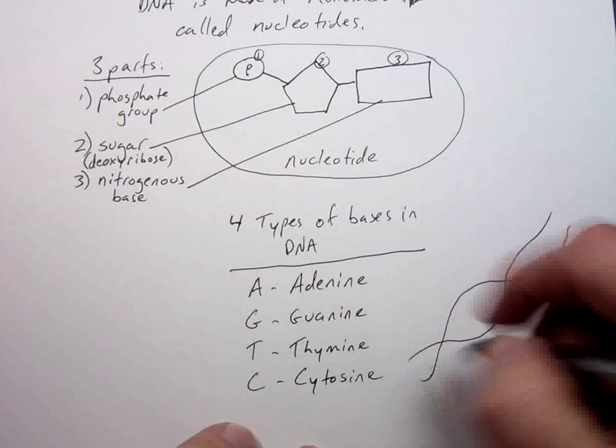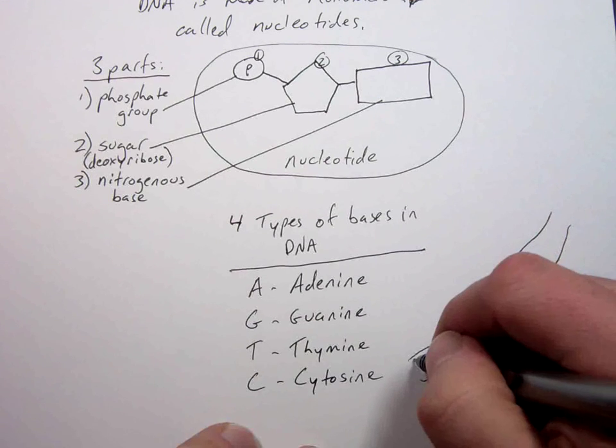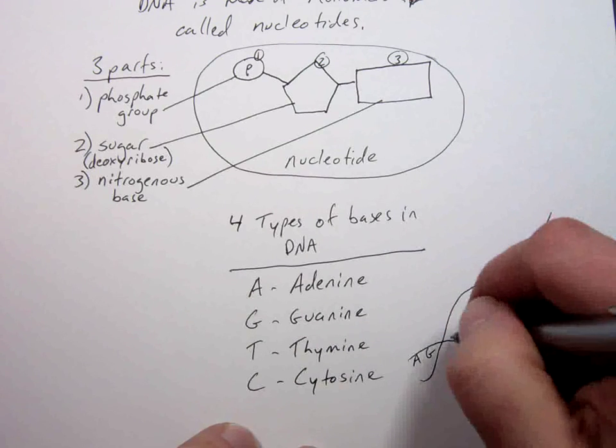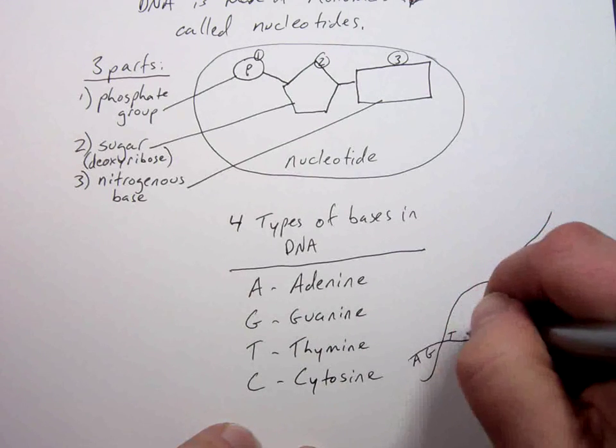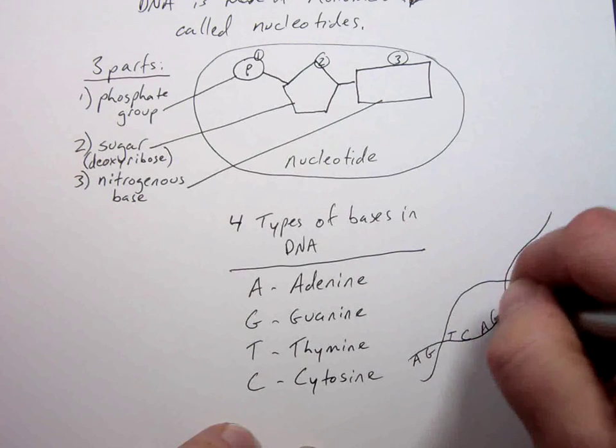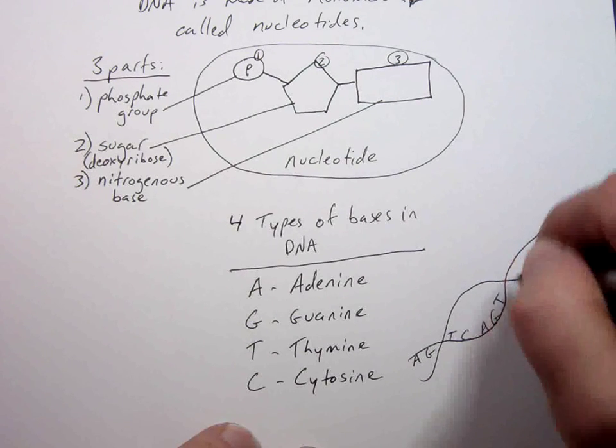Okay, so on our twisted ladder here, we're going to have A, G, T, C, A, G, T, C.